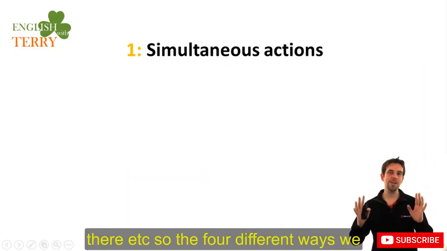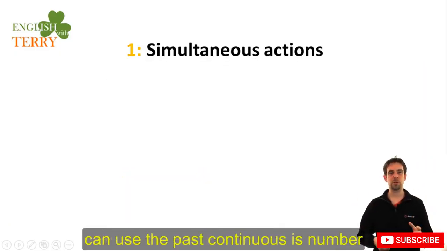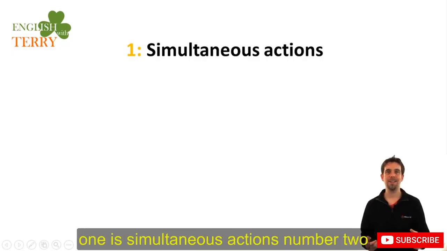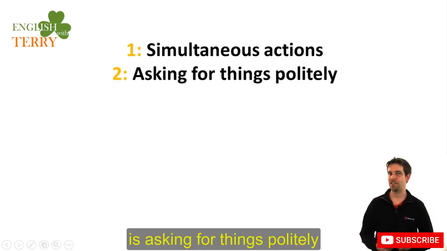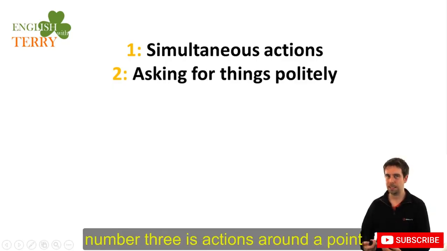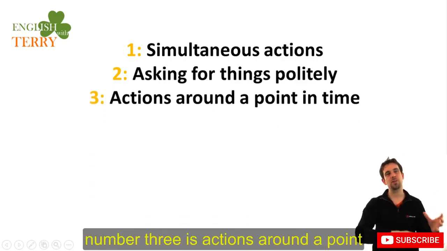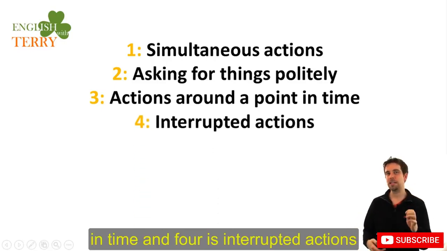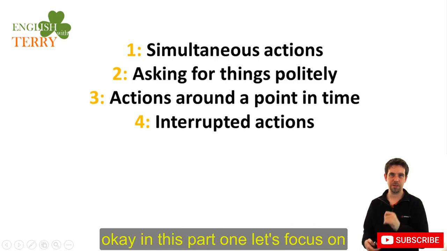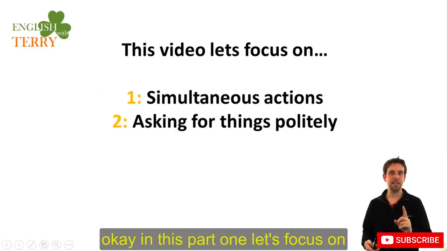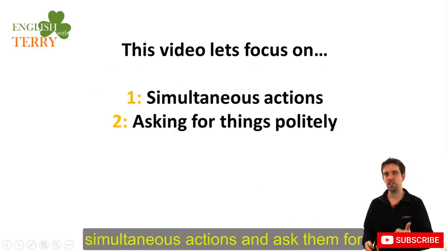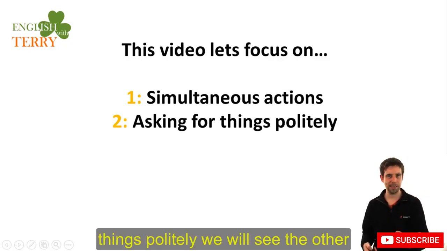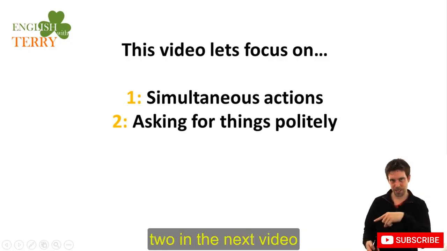So the 4 different ways we can use the past continuous is, number 1 is simultaneous actions. Number 2 is asking for things politely. Number 3 is actions around a point in time. And 4 is interrupted actions. Okay? In this part 1, let's focus on simultaneous actions and asking for things politely. We will see the other 2 in the next video.